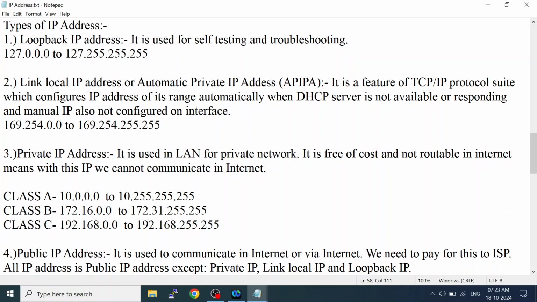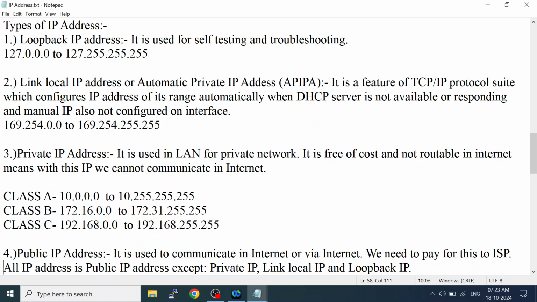Next is types of IP address. There are four types of IP version 4 address. First is loopback. Loopback IP address is used for self-testing and troubleshooting. So the purpose of this is only self-testing and troubleshooting. That is the reason we don't configure this IP on our devices. Understood? This IP has a special purpose, so we don't configure it on our devices. For that, it is invalid. This IP address is used for a different purpose.